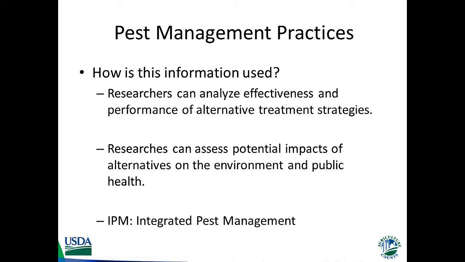How is this information used? Researchers use the information to analyze the effectiveness and performance of alternative pesticide treatments and potential impacts on the environment and health. Data from these questions are vital to address concerns of food safety, water quality, and pesticide regulation. Integrated pest management is an approach used by farm operators to control pests in an environmentally responsible manner. IPM combines biological, cultural, and chemical methods of pest control. Proper identification of pest problems may reduce pesticide usage.